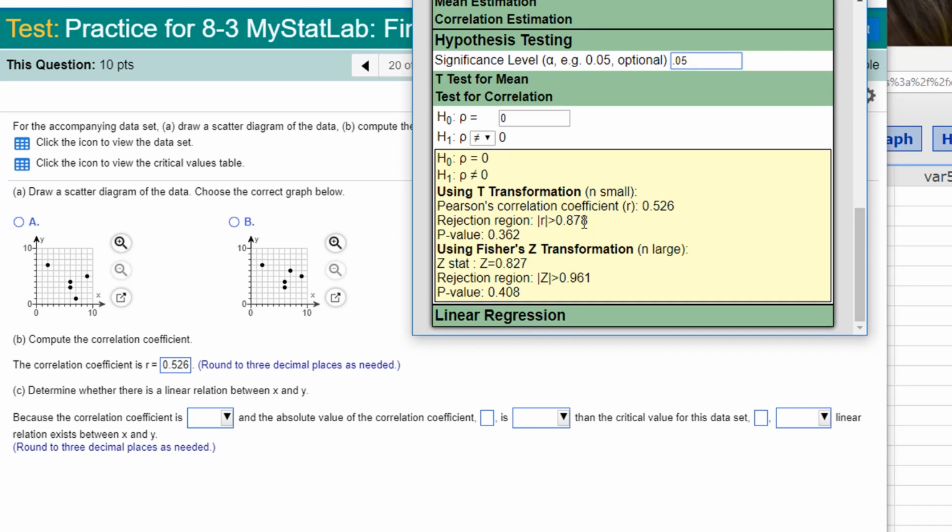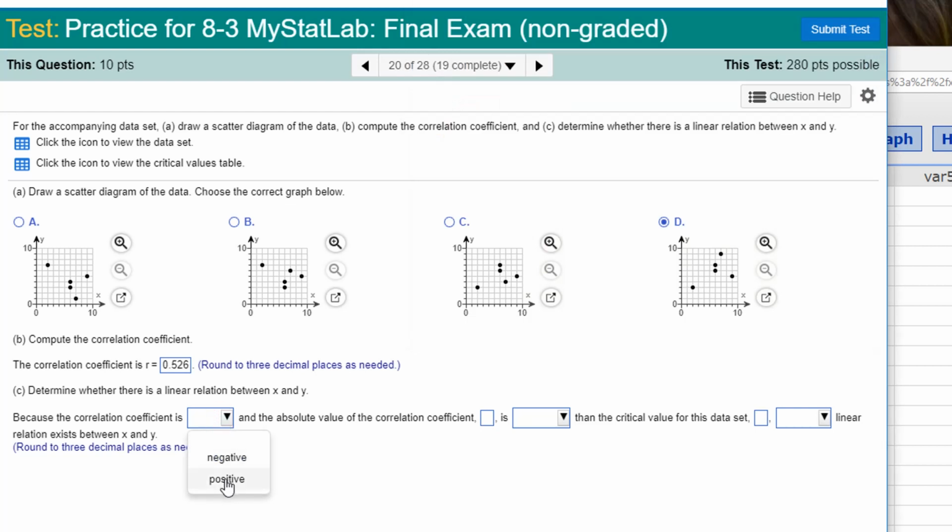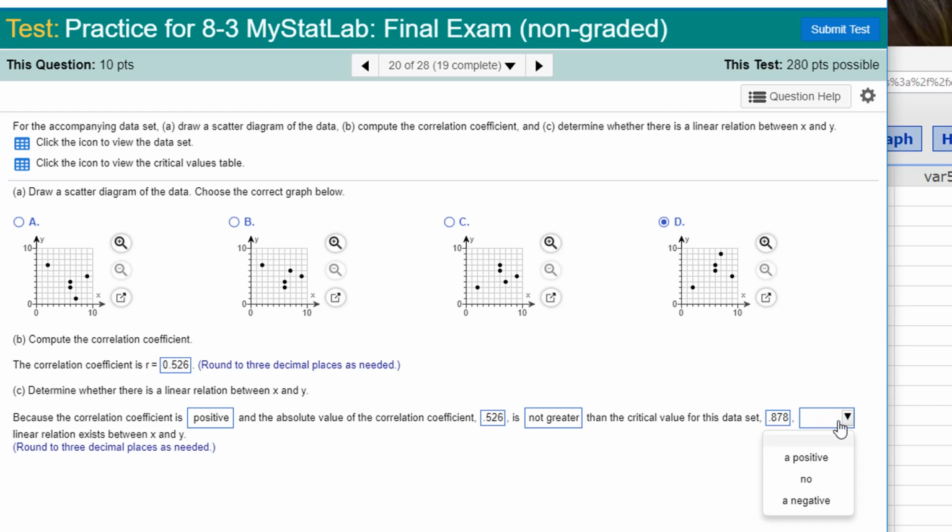Now it's giving me the rejection region, which is the critical value for this, and this is what it's asking for. The correlation coefficient is positive, and the absolute value of the correlation coefficient is 0.526. It is not greater than the critical value for this data set, 0.878. No linear relation exists. So this is a conclusion you want to make. If you opened up this table of critical values, you'd find the 0.878. That's the critical value for a sample size of 5.